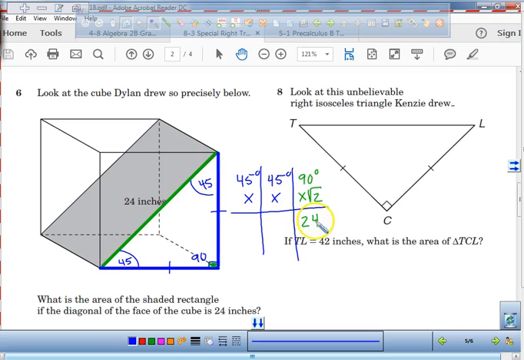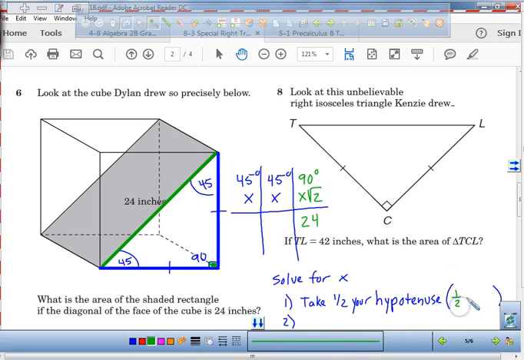Now, how in the world am I going to go from a 24 to finding my x? So here's what I want you to write. Solve for x. There are 2 simple steps that you can use to solve for x. All right, step number 1. What you're going to do is take half your hypotenuse. So I'm going to do that in parentheses right here. Half of 24 gets me what? It gets me a 12.